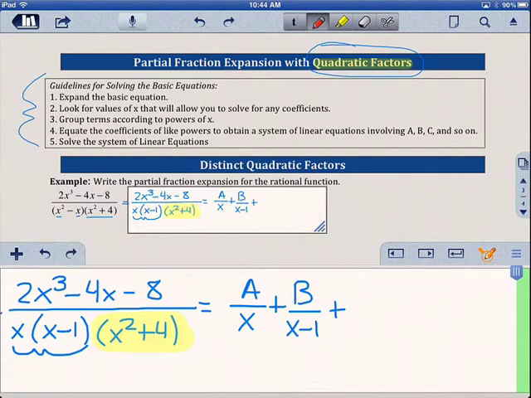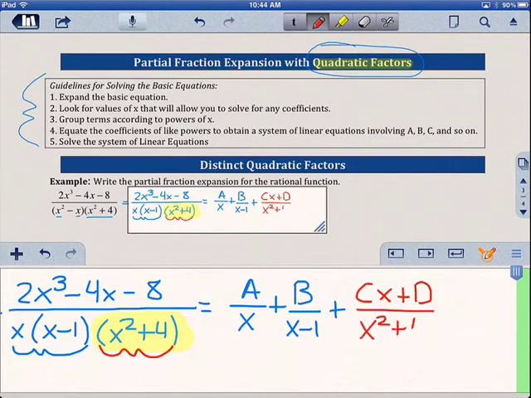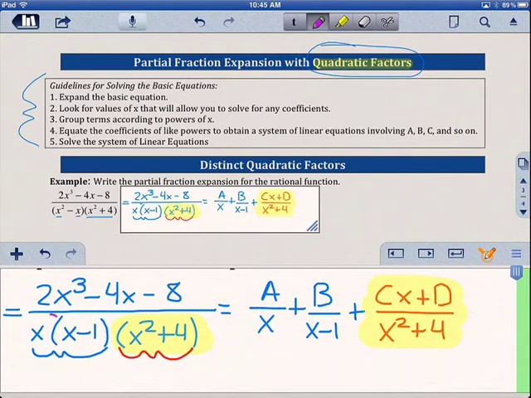So next we need to figure out how we are going to expand with this quadratic factor right here. Well, since this is in the form x squared plus 4, we're actually going to have cx plus d as our numerator over the x squared plus 4. Okay, so that is what is new with expansion with quadratic factors. Okay, from here all the steps are the same. We just need to figure out what a, b, c, and d are, and then we will have expanded our rational function.